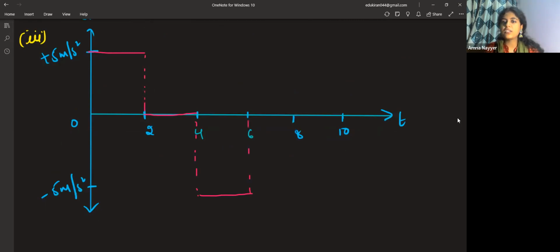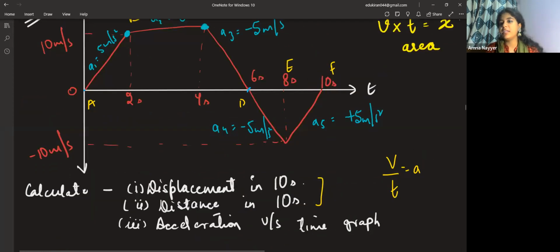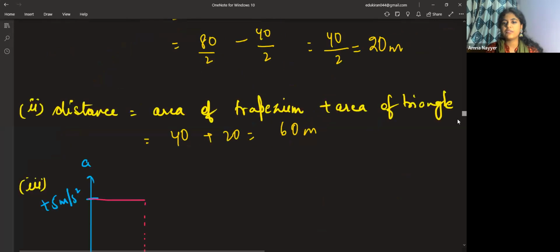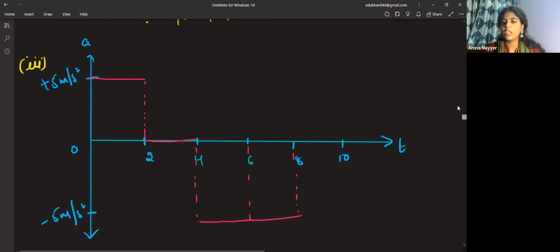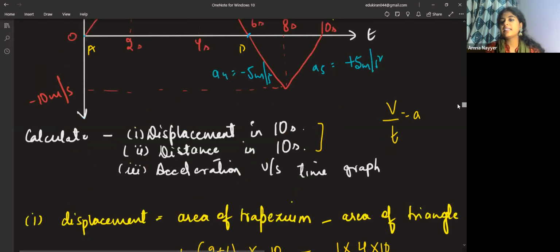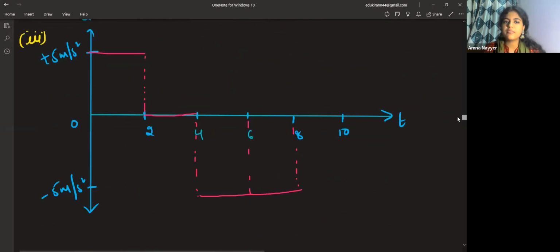Coming to 6 to 8 seconds. Again, this is the same thing, decreasing, minus 5 meter per second squared. Same continuation of this. This will be an extension of this. Till 8 seconds we have completed, and what about 8 to 10 seconds? It is constant, but the magnitude of acceleration is plus 5. So the constant graph will be like this. This is for 8, this is for 10. These are the graphs that we have obtained.